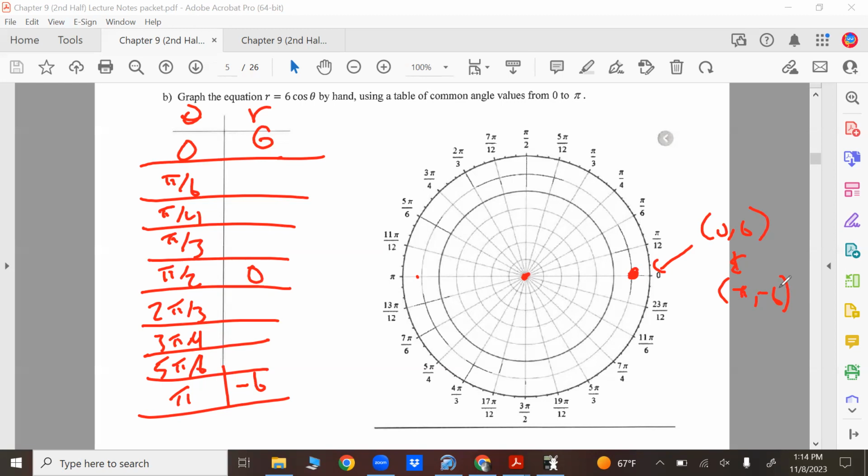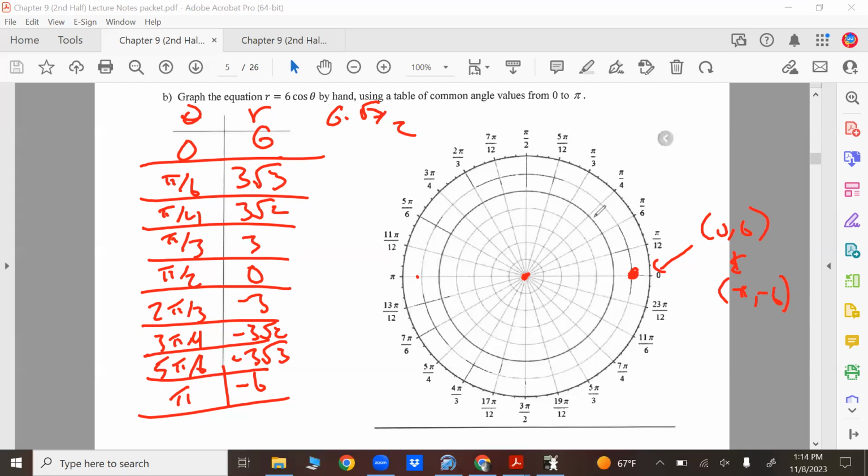Now pi over 6, remember that's going to be 6 times cosine. Pi over 6 and pi over 6 would be the same if one's positive and negative. Yeah, and actually I did that wrong. That's supposed to be root 3 over 2. My bad, I was doing tangent. And -3 root 3. And this would be 3 root 2 and -3 root 2. And this would be 3 and -3, because cosine of pi over 3 is 1/2, and 2 pi over 3 is -1/2.